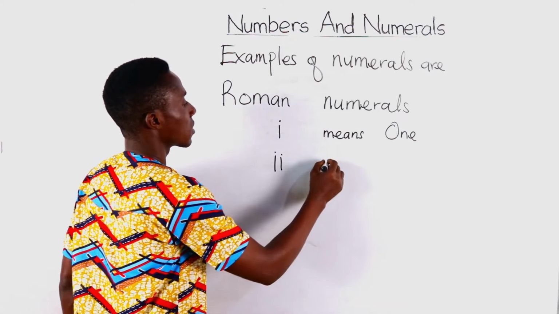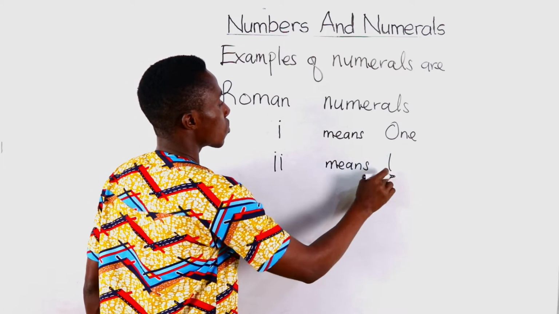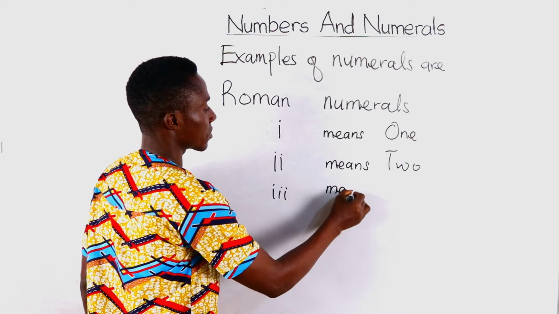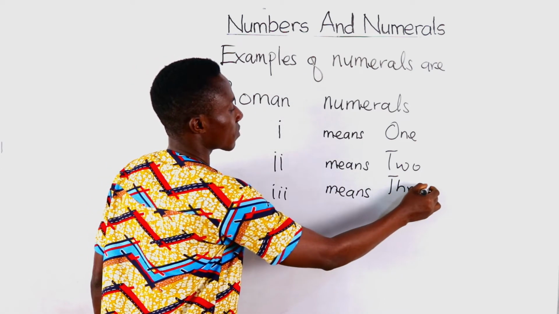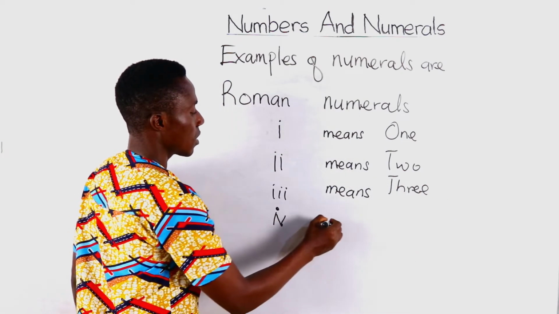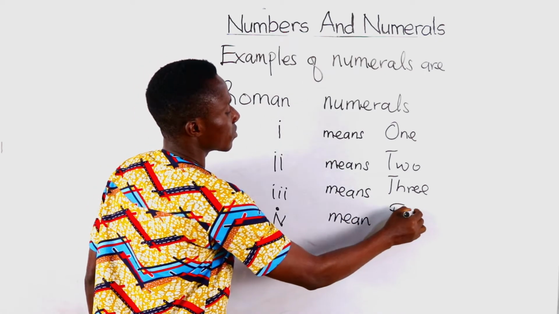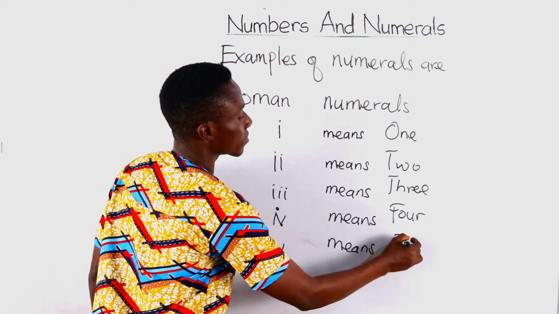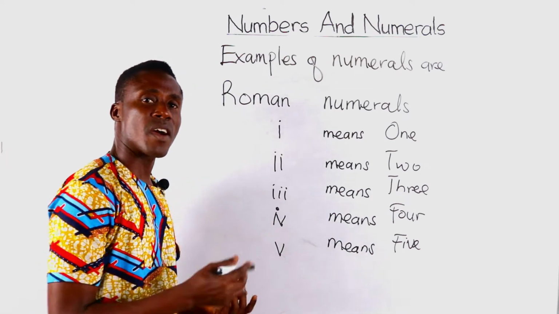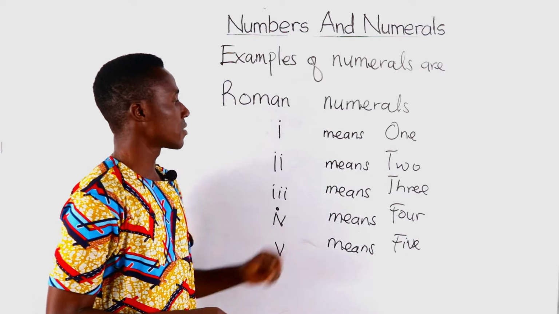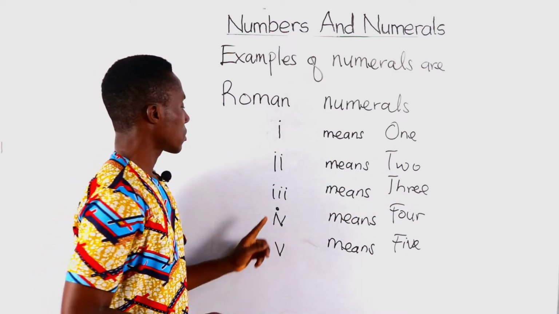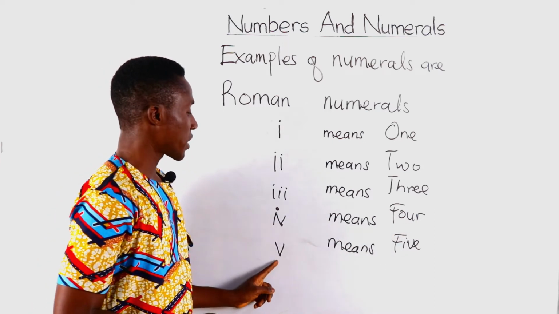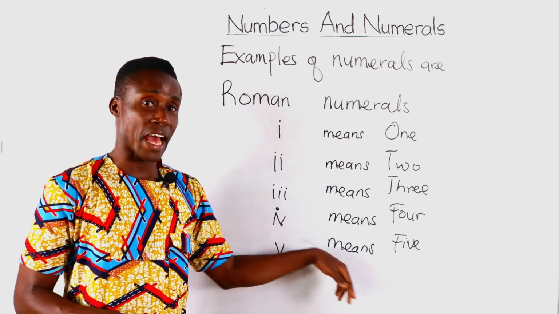So in Roman numerals, I means 1, II means 2, III means 3, IV means 4, and V means 5. Well, of course, they have so many more of them.